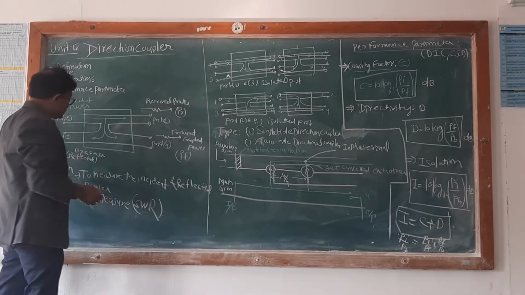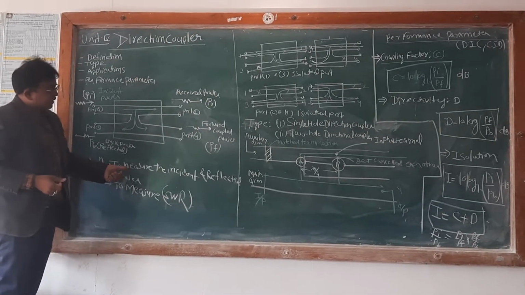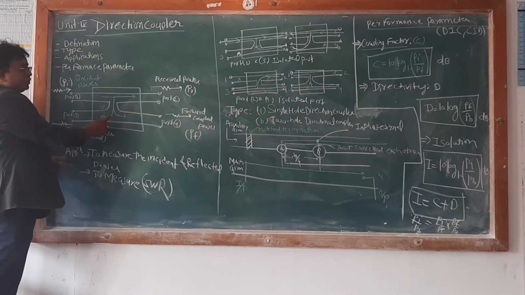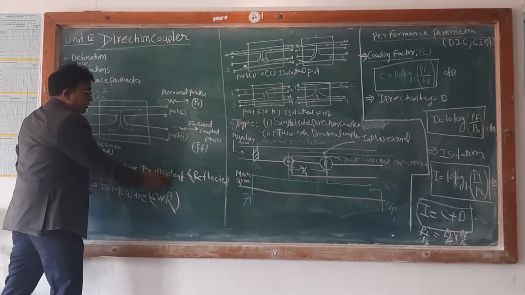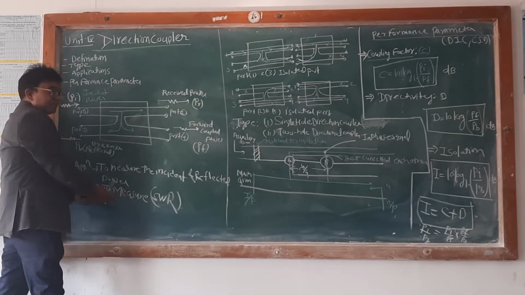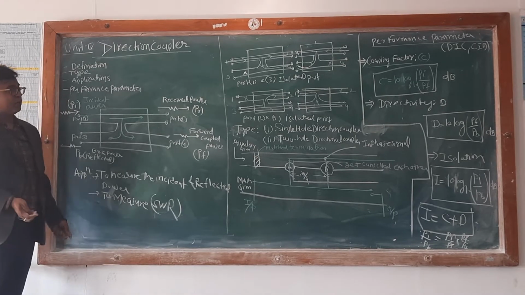Now if you talk about the applications, the application is to measure the incident power and reflected power. This directional coupler is used to measure the incident power as well as reflected power, and it is also used to measure the standing wave ratio. SWR stands for standing wave ratio.